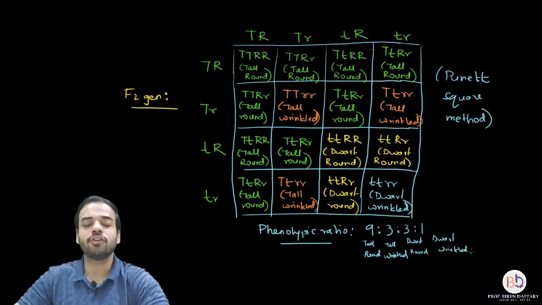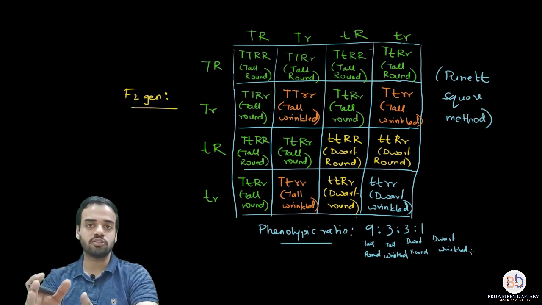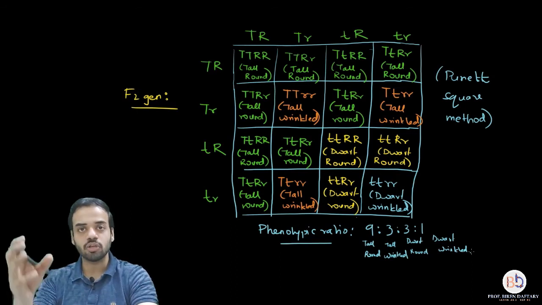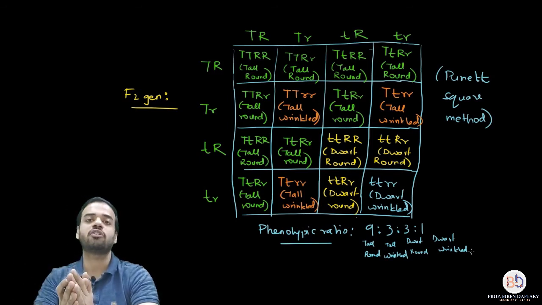Okay, so the phenotypic ratio in a dihybrid cross is always 9:3:3:1. How do you make sure that the ratio is correct? Just add up all the numbers and they should be equal to the number of F2 offspring. So 9 plus 3, 12, plus 3, 15, plus 1, 16. Total offsprings we have got is 16.